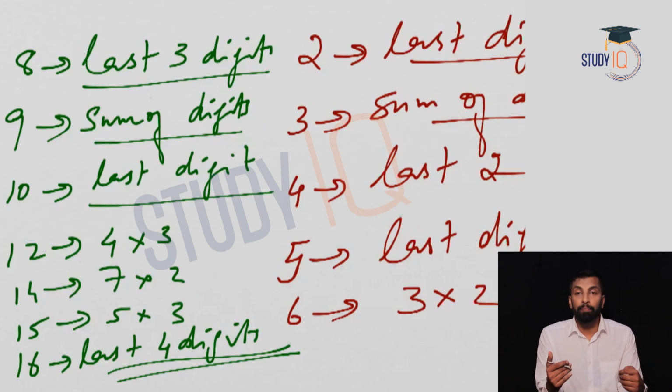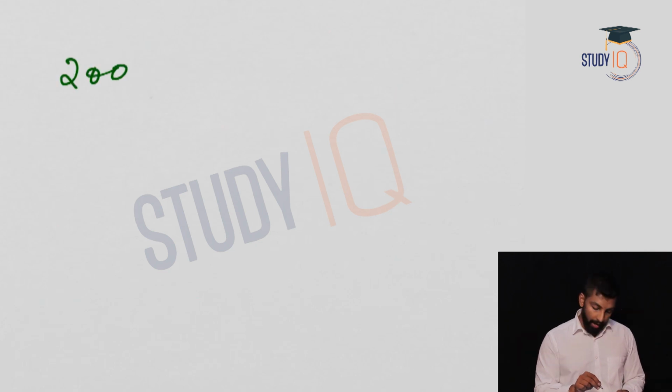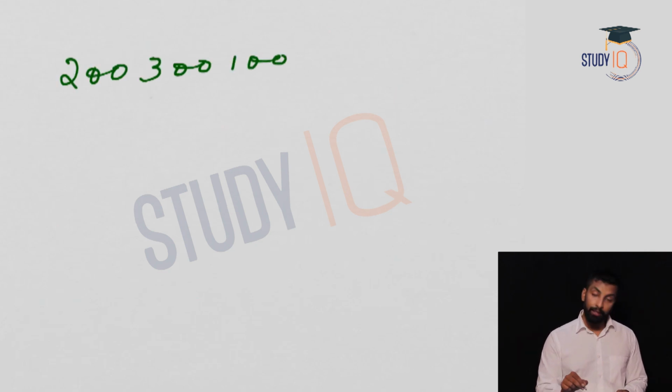Now what is left out? 7, 13, 11, 17, 37. This is what we are going to do now. Okay, now let's start with the divisibility of 7. So if you have a number, let's take 354.